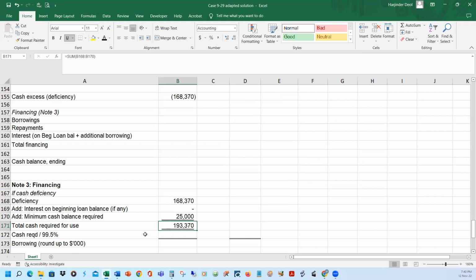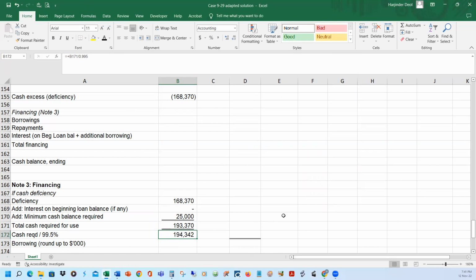So if this company is looking to use $193,370, it actually needs to borrow $193,370 divided by 99.5%, right? For every 100% you borrow, you got to put aside 0.5% for the monthly interest. So the amount to borrow is 193,370 divided by 0.995. So if we could borrow any amount that we required, this is the precise amount to borrow.